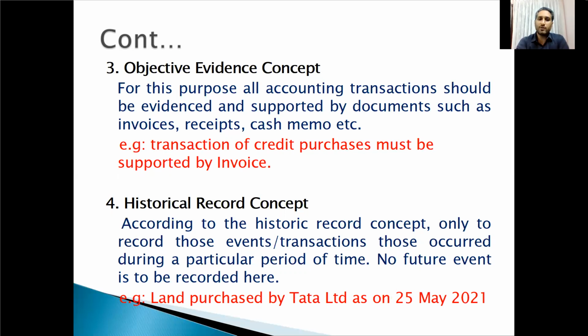Next one is the historical record concept. What it says is that only those events or transactions need to be recorded which have already happened. No future event is to be recorded here, only what has already taken place in the business. Like land purchased by Tata as on 25th May 2021, that we have to record in our books. So it means we have to maintain the records on the basis of transactions that have already been completed by the business.